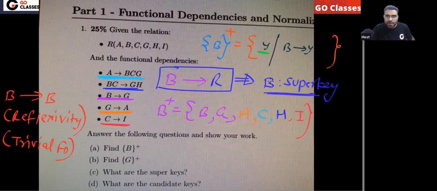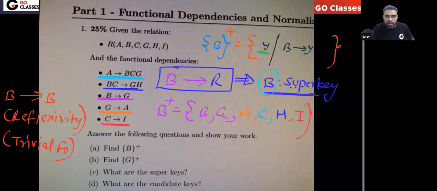Now you tell me, is this minimal? This B is a super key. Is this minimal? Of course, this is a single attribute, so of course this is minimal. This is only one attribute. You cannot create a proper subset. Yes or no? So very simple.